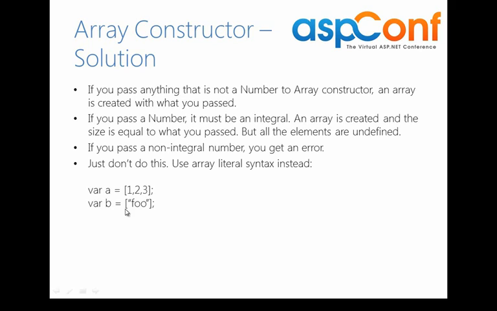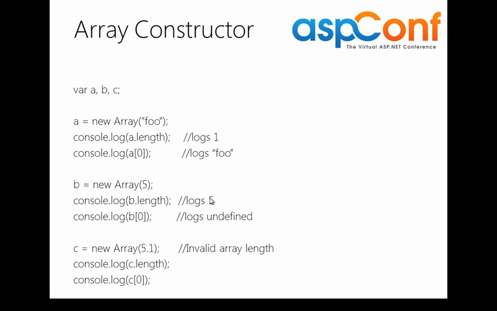This is, var b equals [foo] is the same as calling new Array with foo, and var a equals [1, 2, 3] is the same as newing up an array of 3 elements and then assigning the values manually. The square bracket syntax is more concise, has the same effect, and is not confusing like the array constructor is.